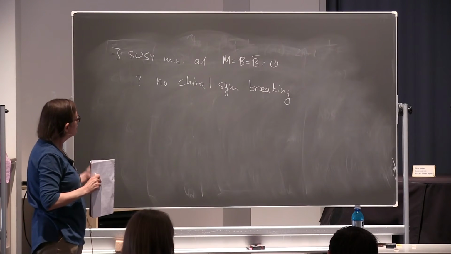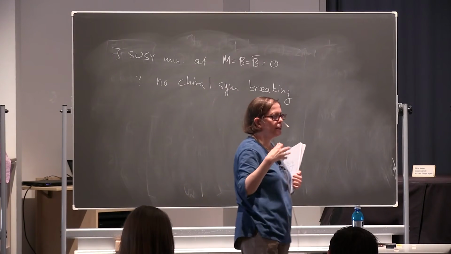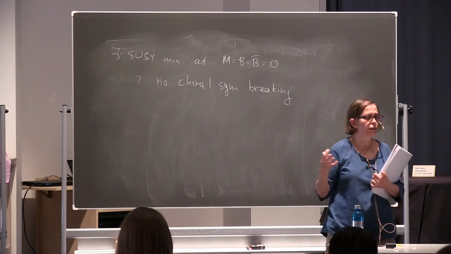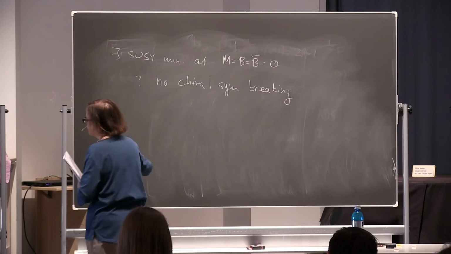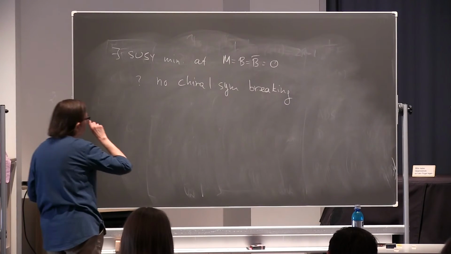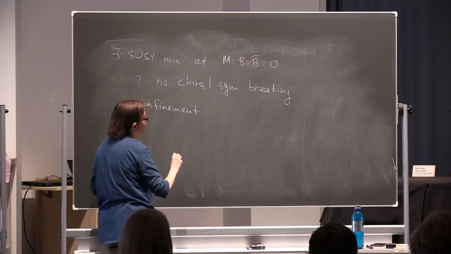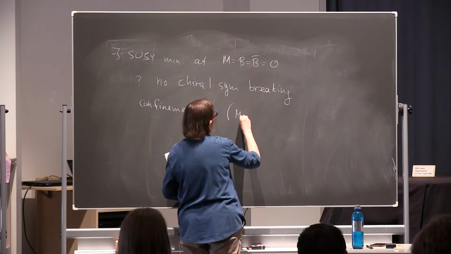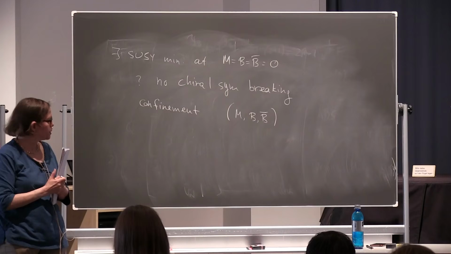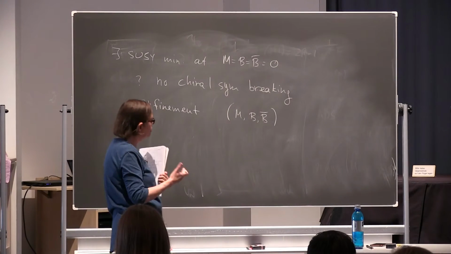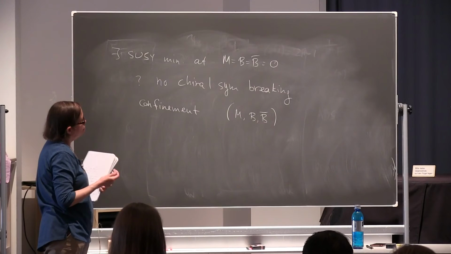That's, of course, assuming that this is really the correct description, and we can describe the theory in terms of the mesons and the baryons, which is not an obvious thing, right? So if this is true, we would have an example where we have confinement. That is, the theory is properly described in terms of the mesons and the baryons, and there's no chiral symmetry breaking. So that's a very interesting possibility, one that we don't know in our real world, but it's something that we still need to check.